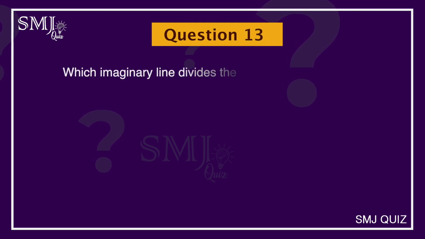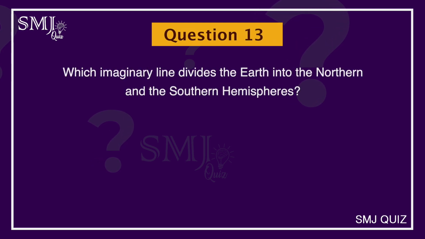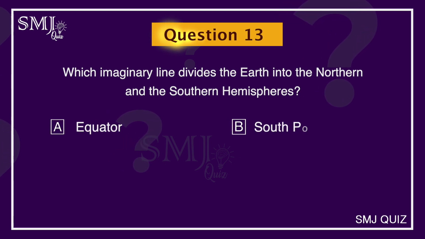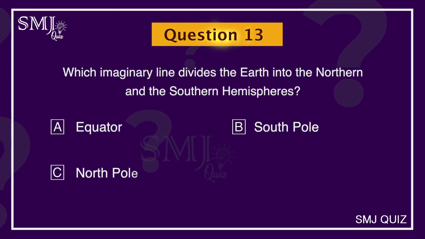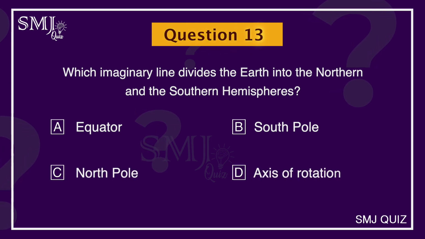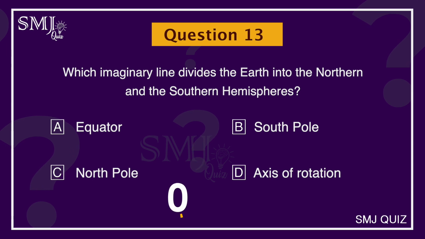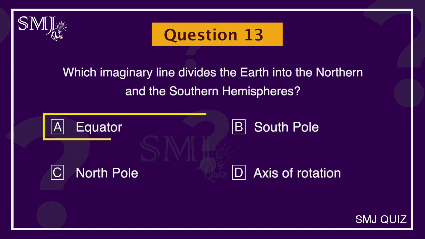Question 13. Which imaginary line divides the Earth into the northern and the southern hemispheres? A. Equator, B. South Pole, C. North Pole, D. Axis of rotation. The answer is A. Equator.